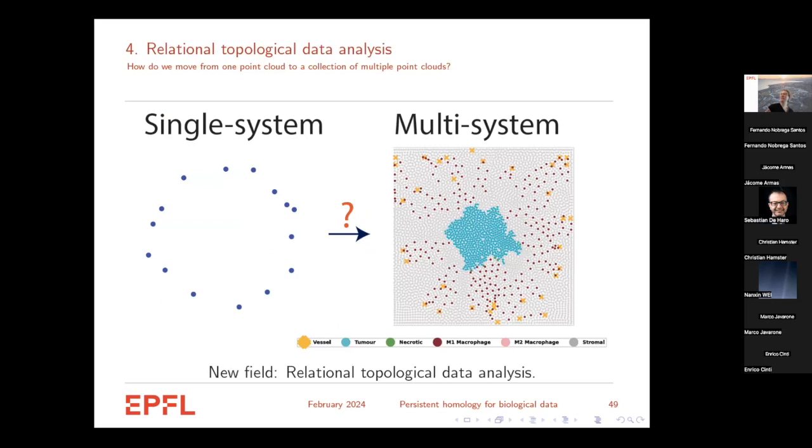Mathematically, what is interesting here is, so typically in persistent homology, we think about data points that are all of the same type. So we have a single system of data points. But if we think about these spatial methods coming from biology, this corresponds to a multi-system of data points. So you have data points that also have different types. And so how do we deal with this in a topological data analysis framework in a way that can actually capture spatial relationships?